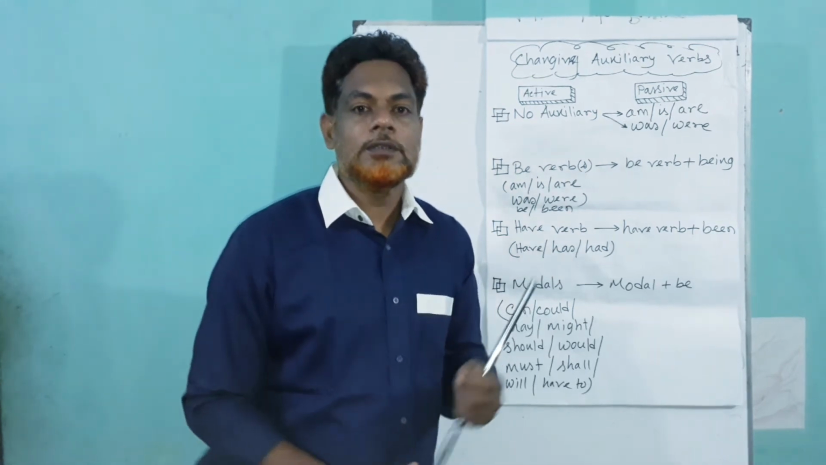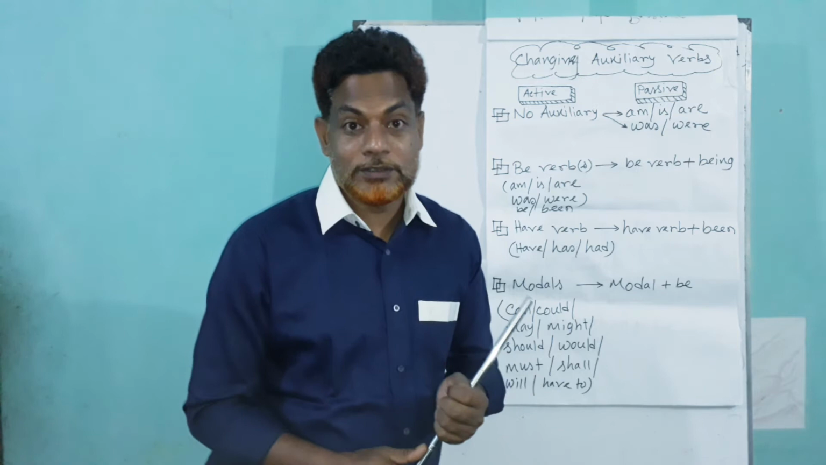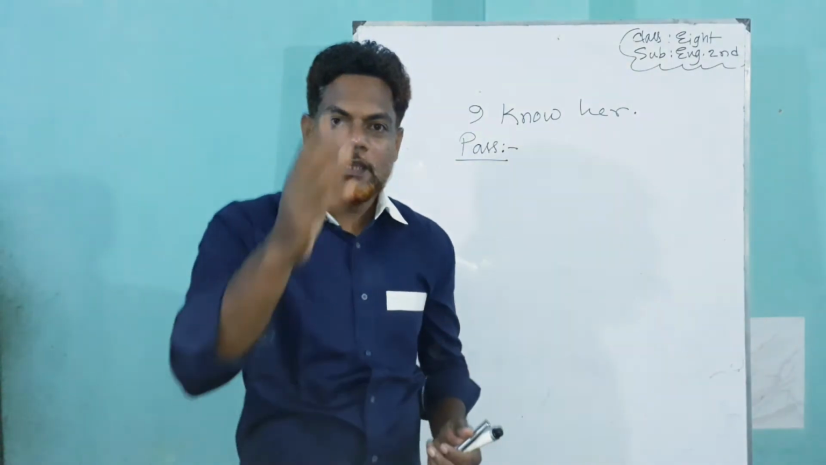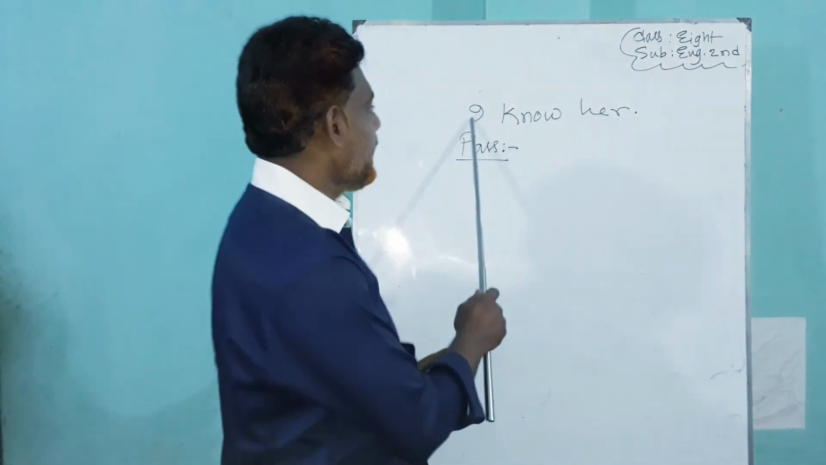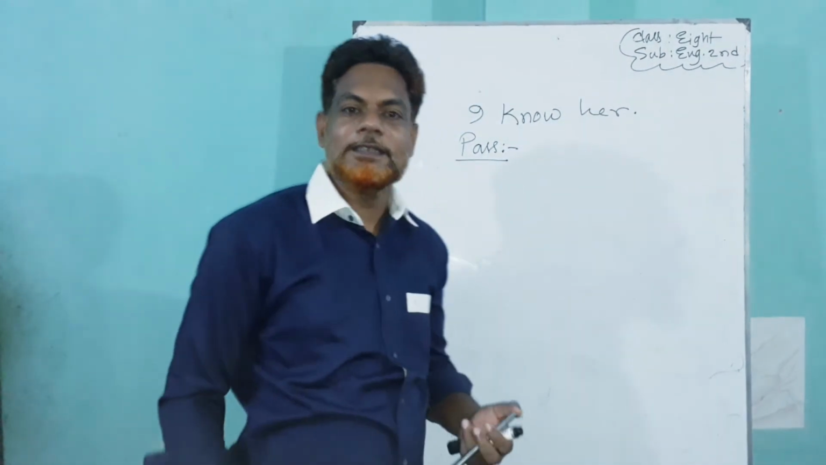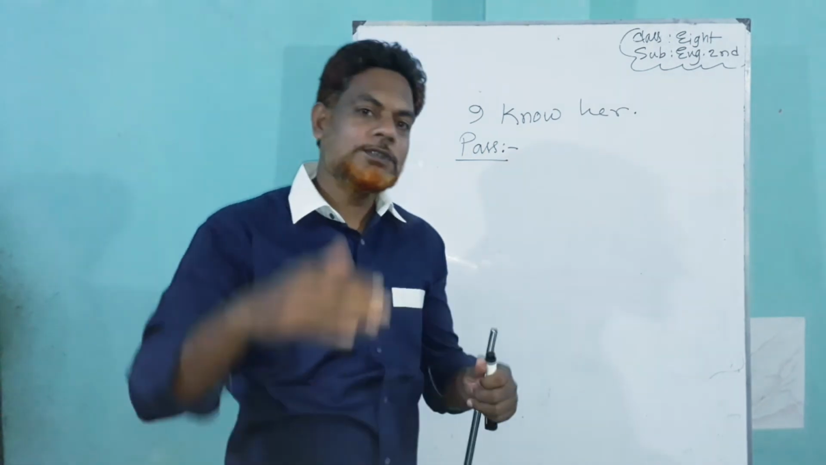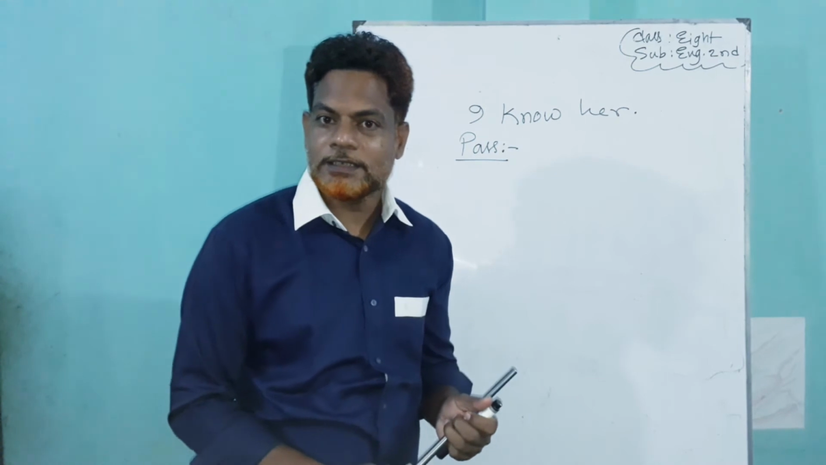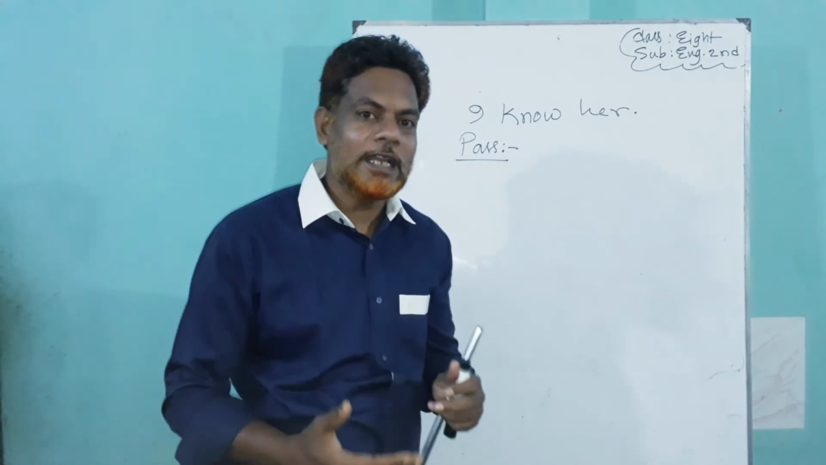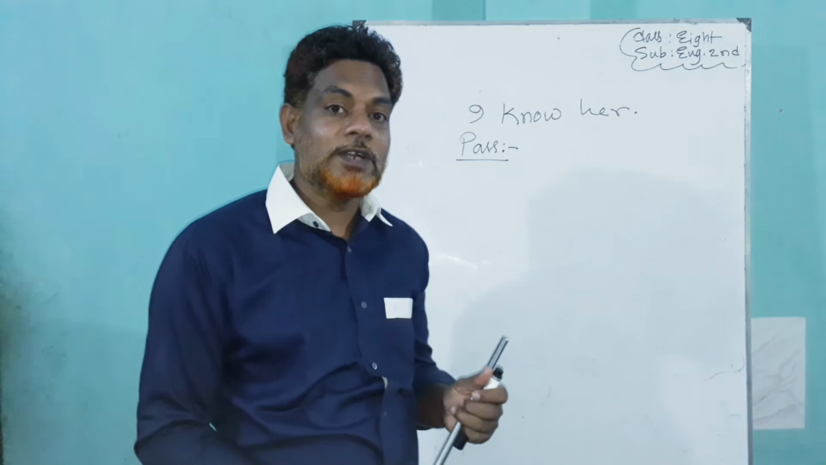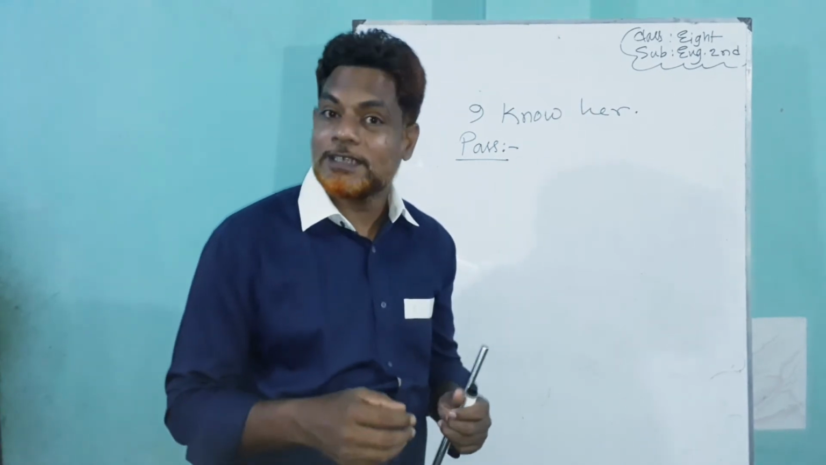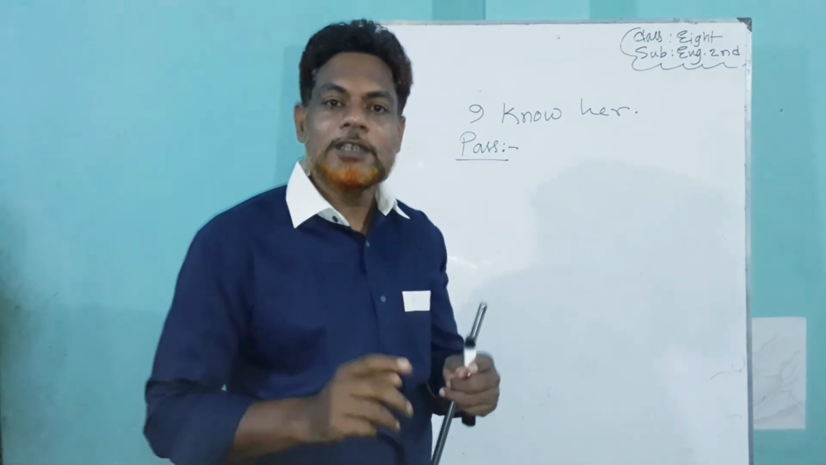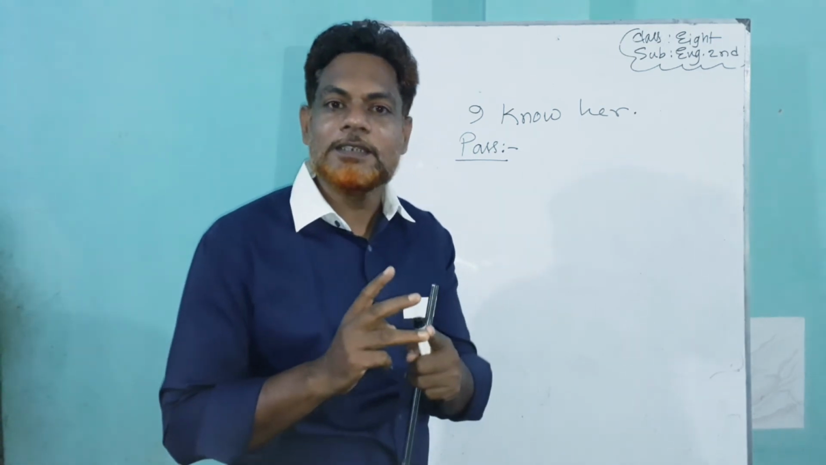Now we will learn to change the active voice into passive, writing an example. Dear students, look at the example. I know her. This sentence is active voice. Now we have to change the active voice into passive. I told you earlier that before changing the active voice into passive, you have to find out 3 things first. What are they? S, V, and O. That means subject, verb, and object.